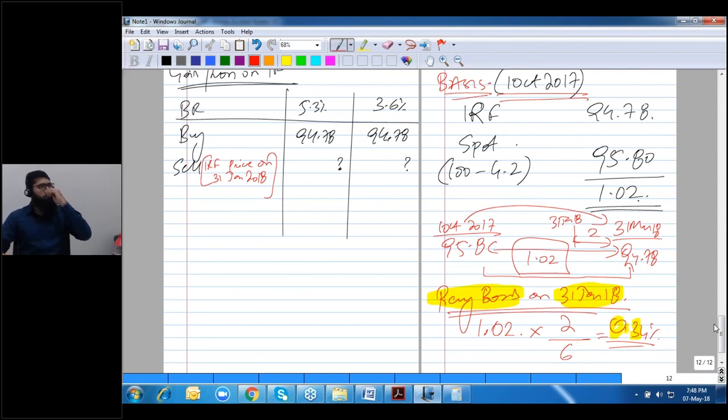Okay, how did the 2 come? You see, we are calculating the remaining basis on 31st January 2018. So if you compare the time period between 31st January 2018 and 31st March 2018, you've got February 2018, you've got March 2018, you've got 2 months.